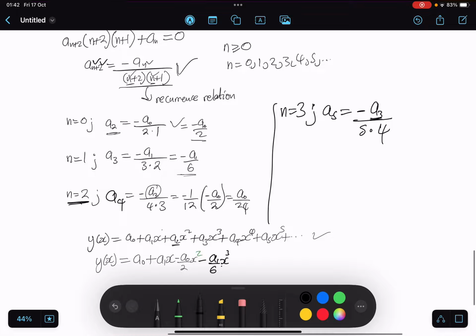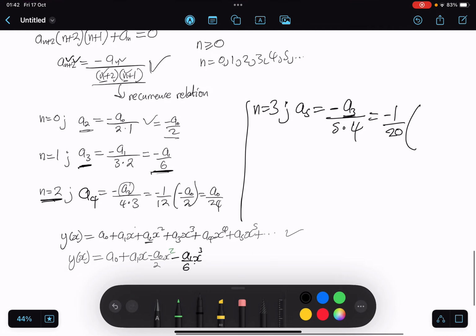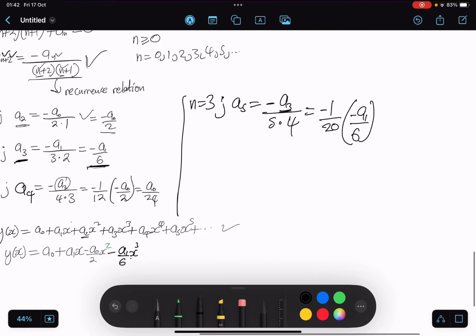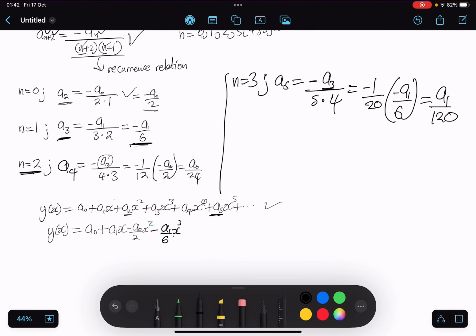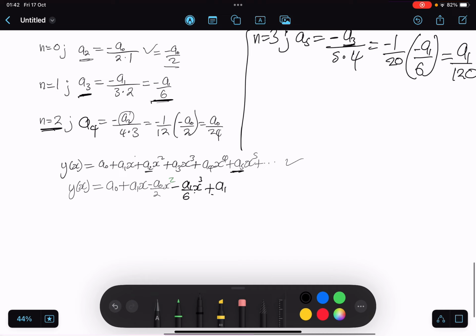But we know that a3 is minus a1 over 6. So this is equal to minus 1 over 20 times that, so this is going to be a1 over 120. So here a5 with respect to a1 is plus a1 over 120 x5.